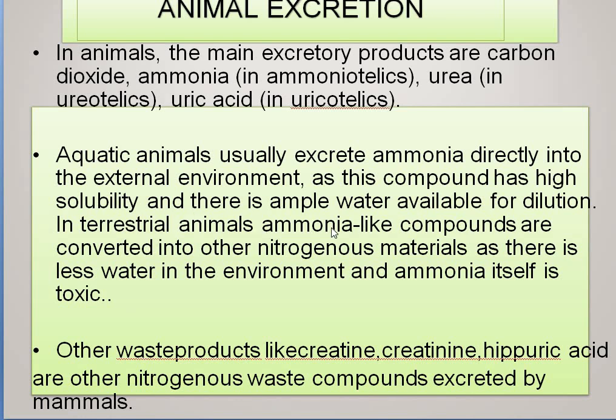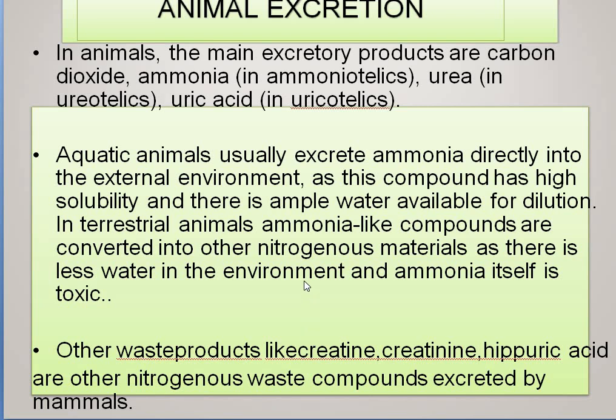Whereas in case of terrestrial animals, ammonia-like compounds are converted into other nitrogenous materials, because on land the water availability is less and ammonia itself is highly toxic. So it is usually converted into a less toxic form. Now apart from ammonia, we have other waste products like creatine, creatinine, hippuric acid, etc. These are other examples of waste products.